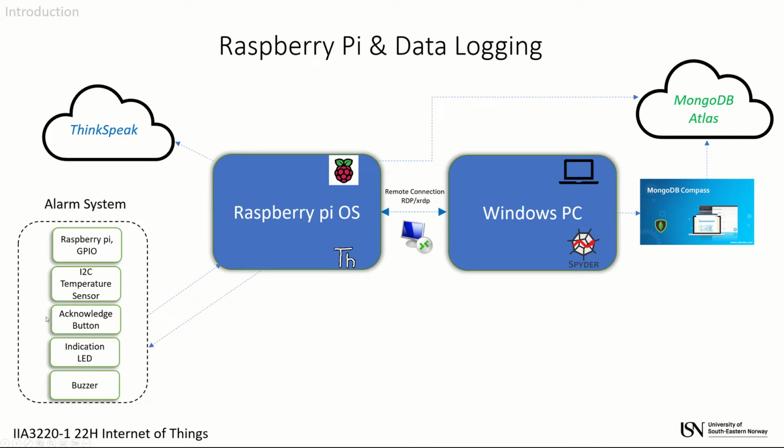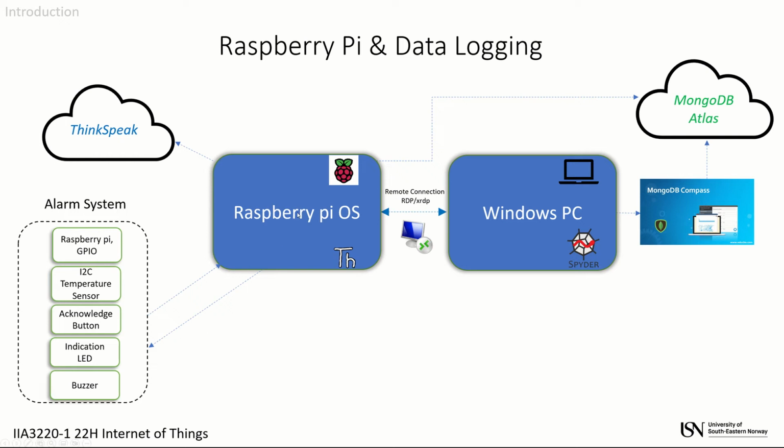There is an alarm system based on Raspberry Pi, GPIO, a temperature sensor which communicates over I2C, an acknowledge button, an indication LED, and a buzzer. Whenever the temperature goes above a certain level, it will generate an alarm on the buzzer, and the LED will start blinking. And when we acknowledge this alarm with our push switch, the buzzer will go off, but the LED will still be blinking as the alarm is still on.